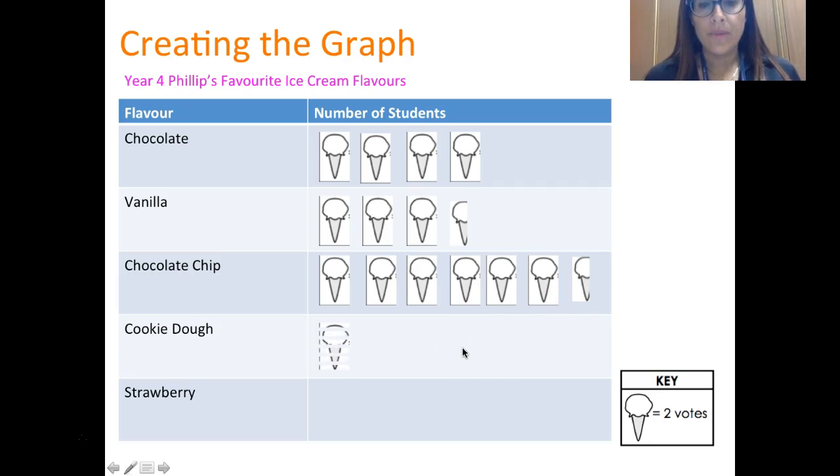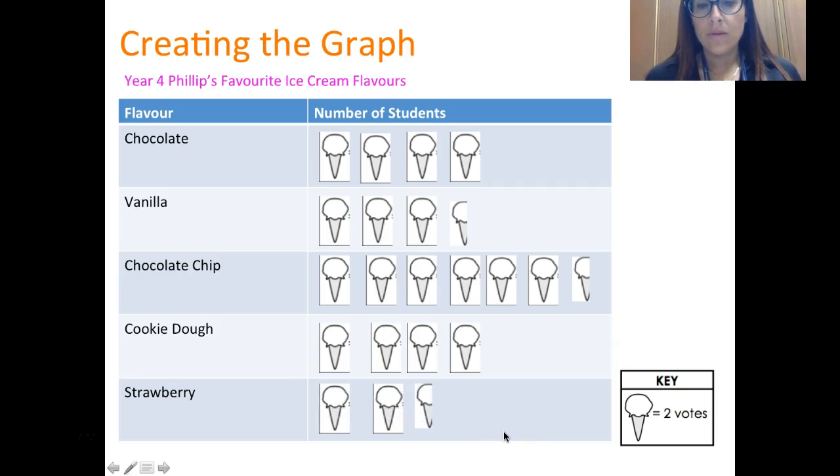Now cookie dough. You can see that 2, 4, 6, 8 people like cookie dough, remembering that every ice cream represents 2 people because that's what our key tells us. And finally, strawberry. We have 2, 4 and half an ice cream represents 1, which makes 5. 5 people like strawberry the best out of all of these flavours.